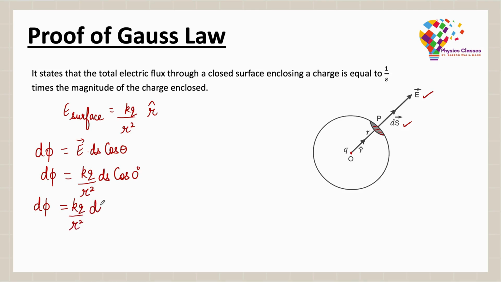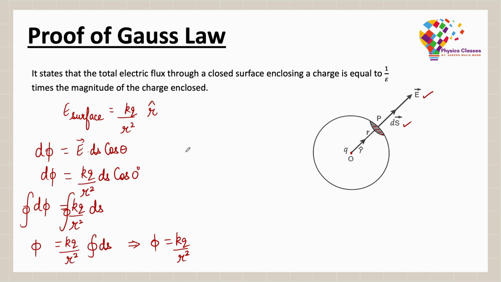Now if I want to find out the electric flux due to the whole sphere, I need to integrate this expression for the whole sphere. So φ becomes: k, q and r² are all constants, so I take them out of the integration and I have the surface integral of dS. Since this is a sphere, the flux is equal to kq/r² times the integration of dS, the surface area of a sphere, which is going to be 4πr².